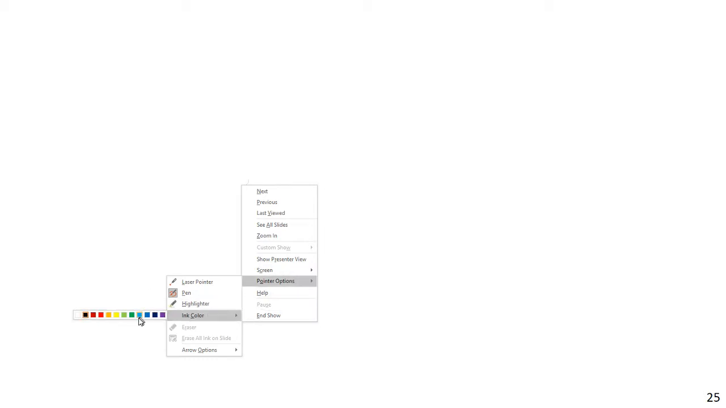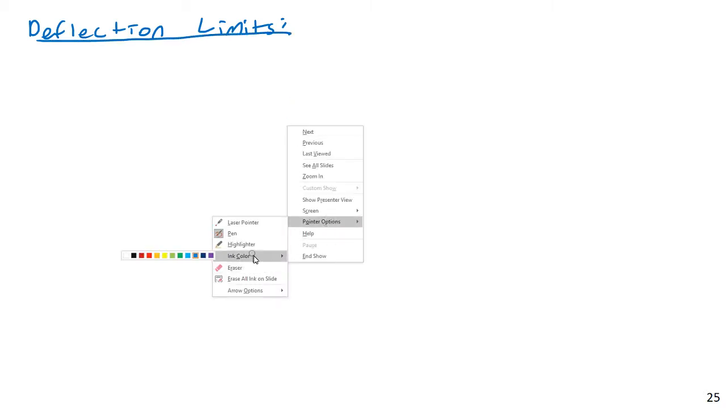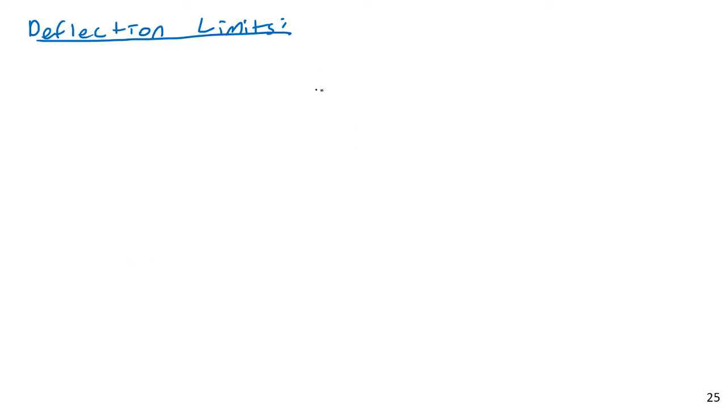So here, and this is provided in a table. So, deflection limits. And this gives us deflection limits for both short and long term. Deflection limits. And this is found in Table 24.2.2.